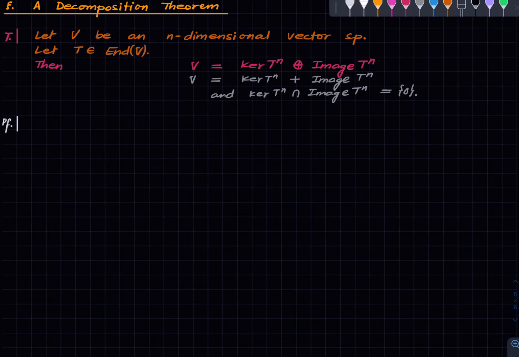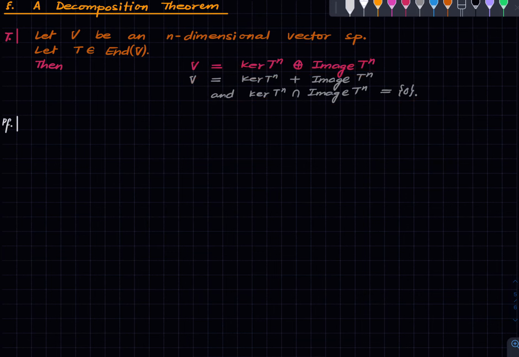So here is the decomposition theorem that we want to prove. Fix an n-dimensional vector space V and an endomorphism on it. Then the vector space can be decomposed in this fashion. Kernel of T to the n and image of T to the n form a direct sum decomposition of the vector space. And I have just expanded that out here, what that direct sum means.